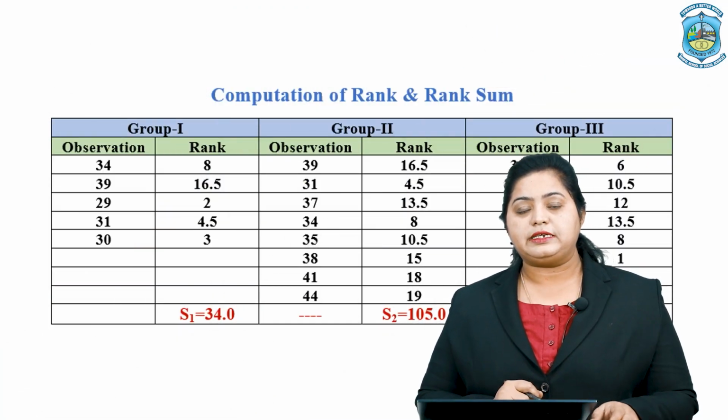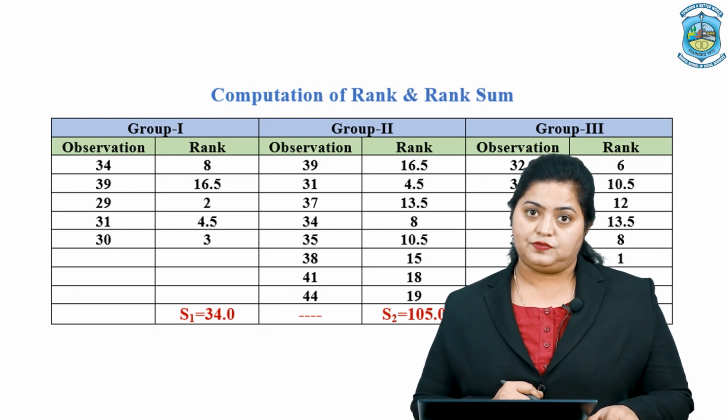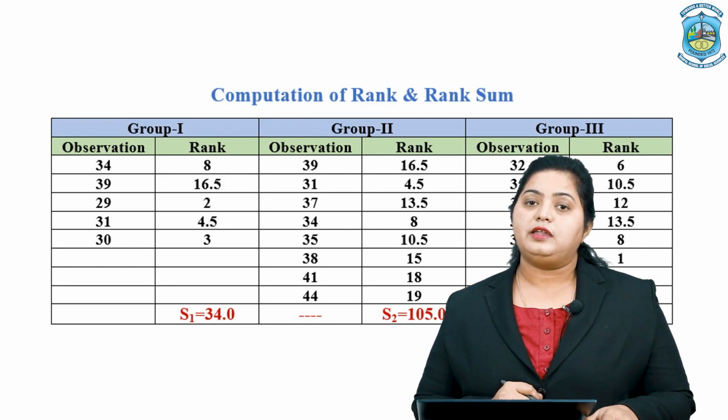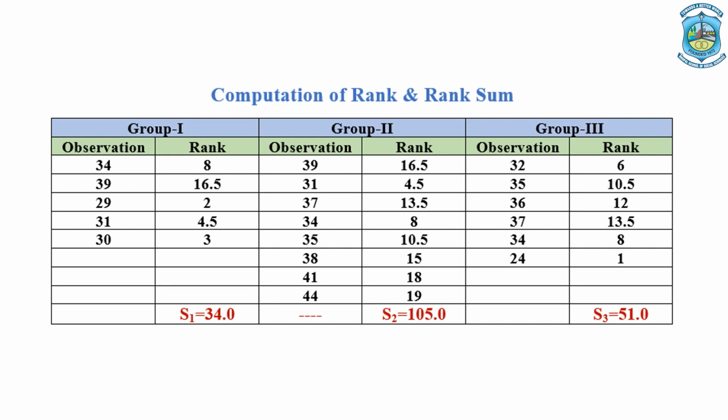Now to find out S1, S2 and S3, we have to find out the ranks of the observations. We have three groups: group number 1, group number 2 and group number 3. Now we have to assign ranks accordingly. In all the data, the smallest value is 21, in the third group, so we have assigned first rank to 21. Similarly, 29 is the second value, so we have assigned second rank. Similarly, we have assigned all the ranks.